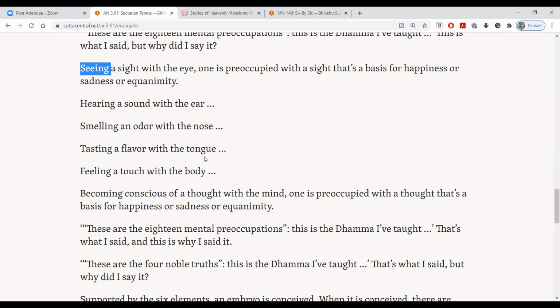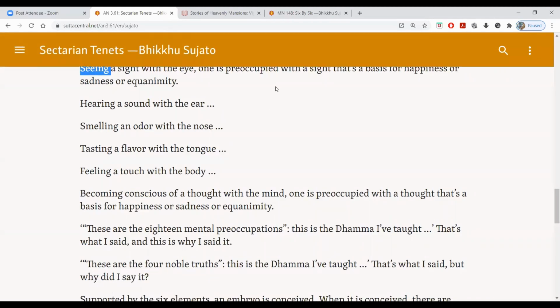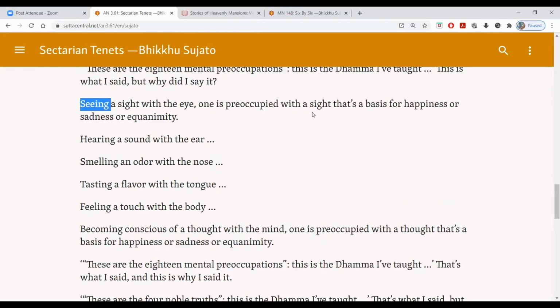Tasting a flavor with the tongue, one is preoccupied with the taste. That is the basis for happiness or sadness or equanimity. You can think about any food you ate years ago. You can have that same feeling right now. Feeling a touch with the body, one is preoccupied with the touch. That is the basis for happiness or sadness or equanimity. Becoming conscious of a thought with the mind, one is preoccupied with the thought. That is the basis for happiness or sadness or equanimity.